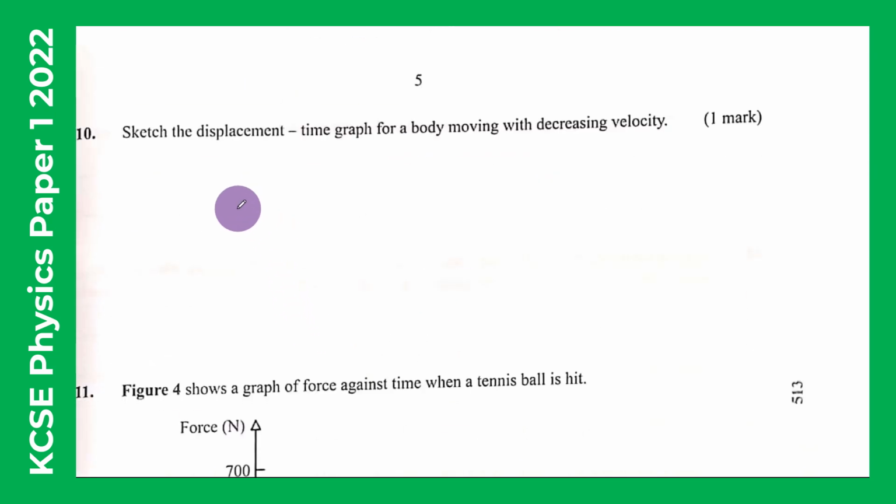We are at question 10 here, where we are told, sketch the displacement time graph for a body moving with decreasing velocity. Displacement over here. So this one will be displacement S, and this one is time.